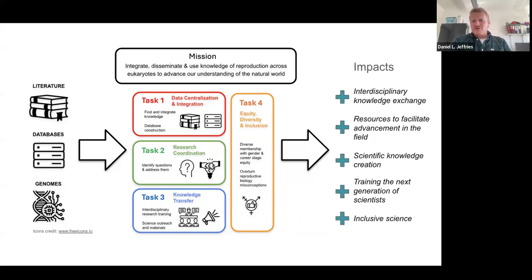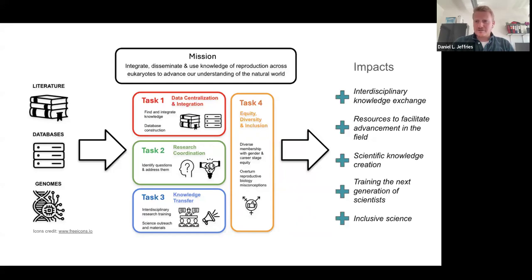And we have four main tasks that we want to accomplish with this information. We want to centralize it and integrate it so it can be used in a database form by us and other researchers outside of the consortium. We also want the consortium to act as a research collaboration framework.